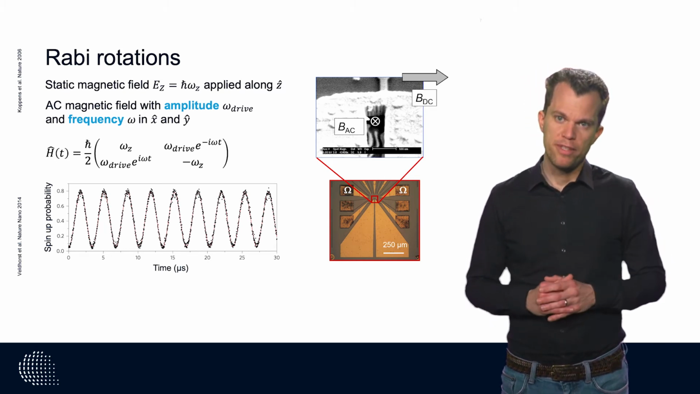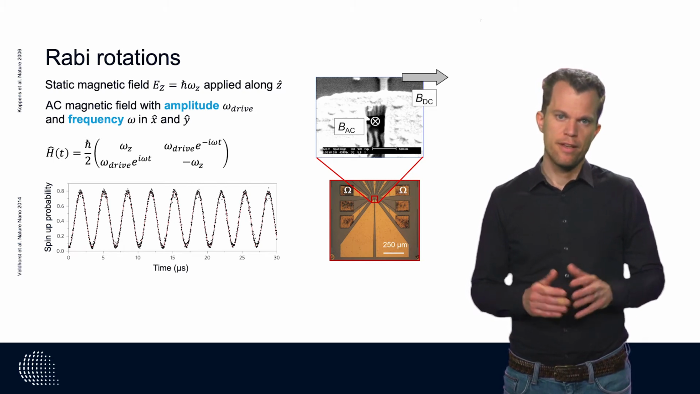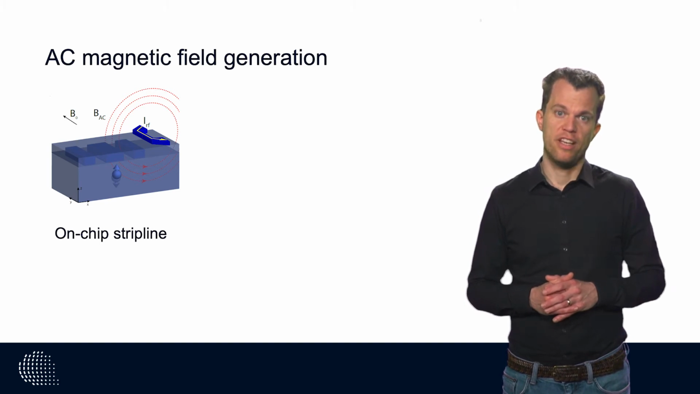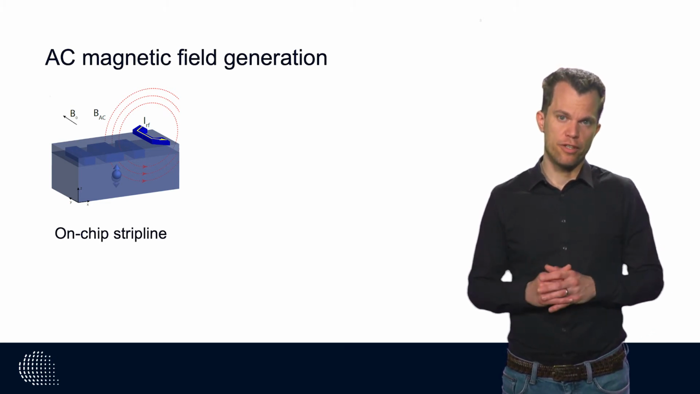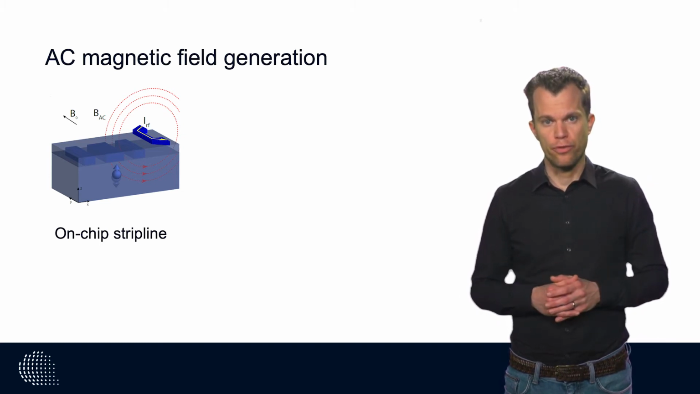We will now examine how these AC magnetic fields are made in practice. We can realize such an AC magnetic field by applying an AC current through a microwave strip line that is close to the spin qubit. An AC current, like the sine wave here, will result in an AC magnetic field.